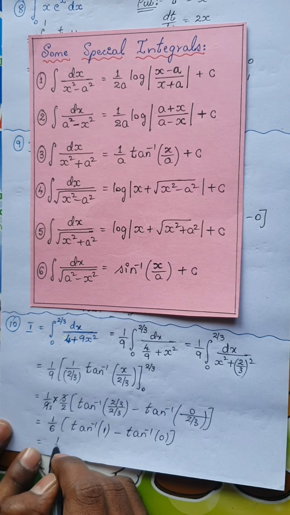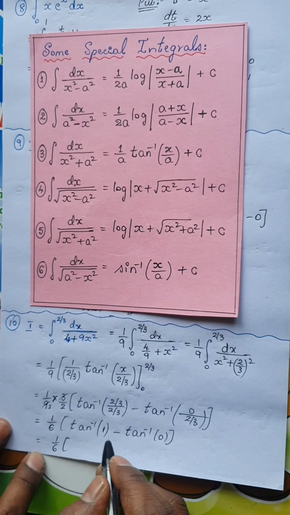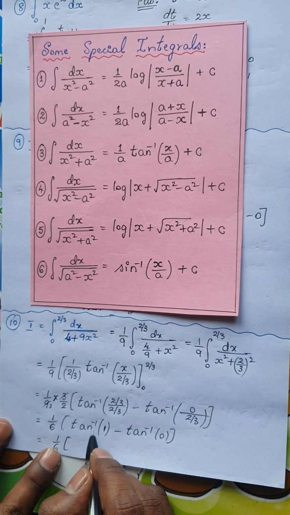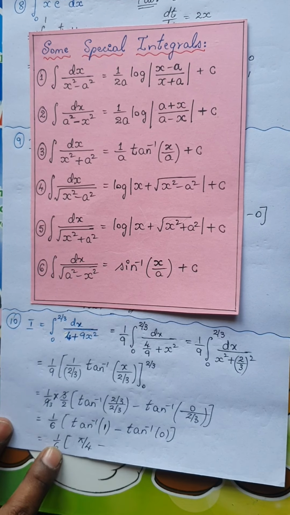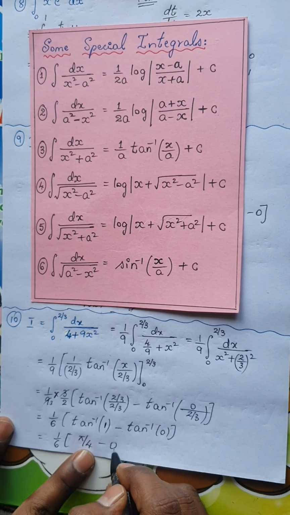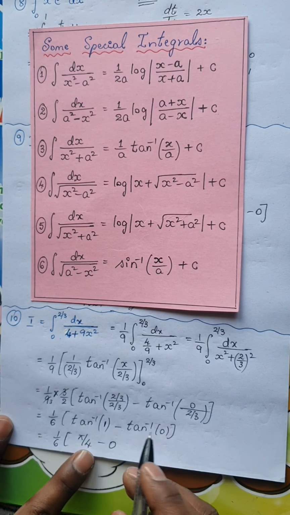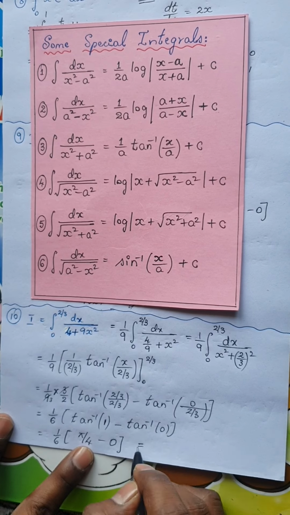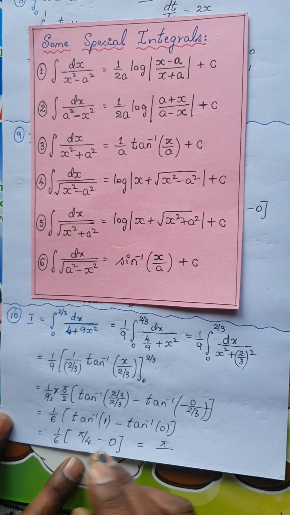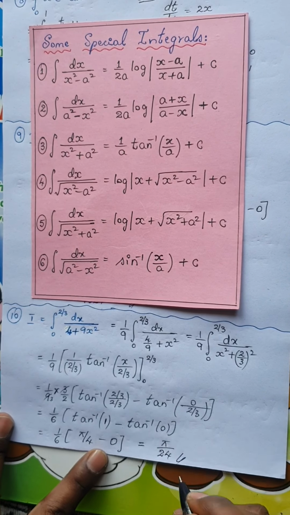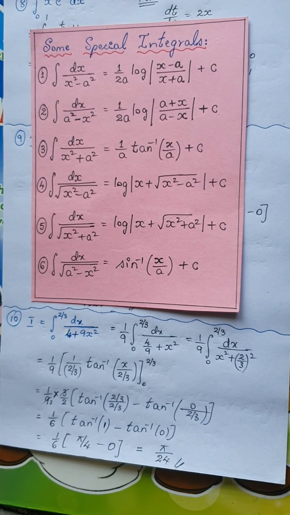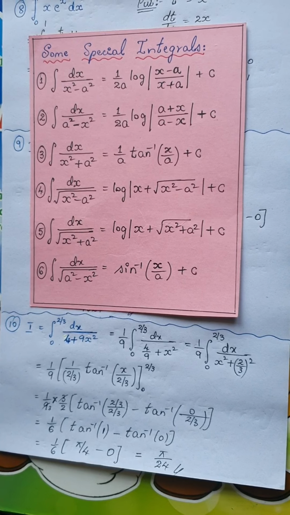So this is nothing but 1/6 into, we have already done 2 or 3 problems on this, tan⁻¹ of 1 is nothing but π/4, because tan π/4 is 1, minus, and we know tan⁻¹ of 0 is 0 because tan 0 is 0. So the final answer would be π divided by 6 4s are 24. Okay, so this would be the result for the given integral, right.